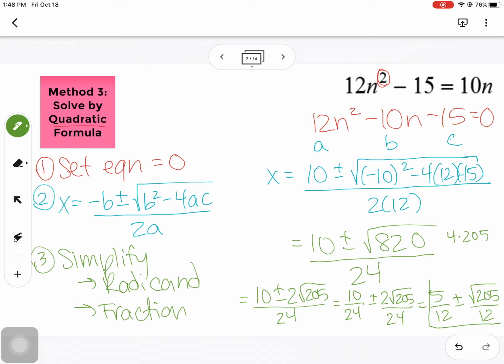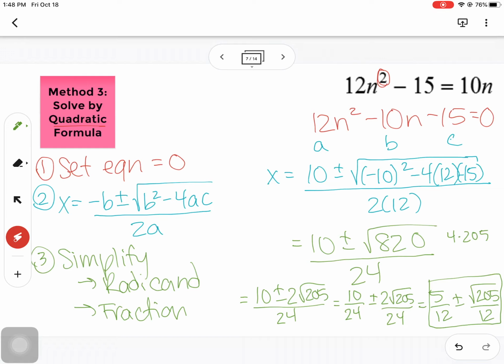Some people like to leave it together in one big fraction and just simplify it, and some people prefer to split it apart. I'm not going to be picky so long as you realize that these would be the same answer. So you could write it as 5 over 12 plus or minus root 205 over 12, or you could write it as 5 plus or minus root 205 all over 12. What's important is that you recognize that those are the exact same thing.